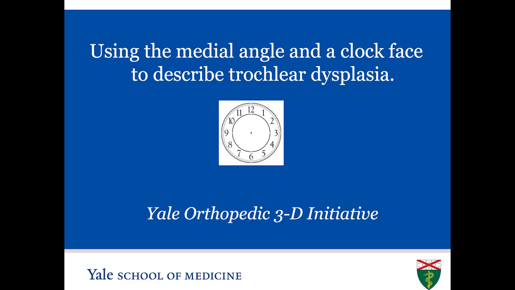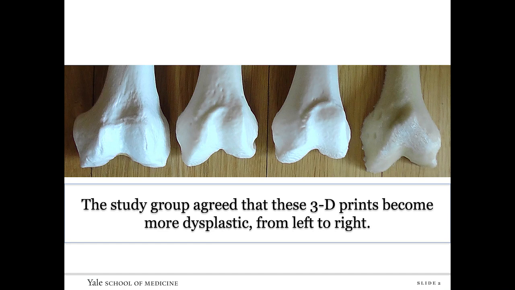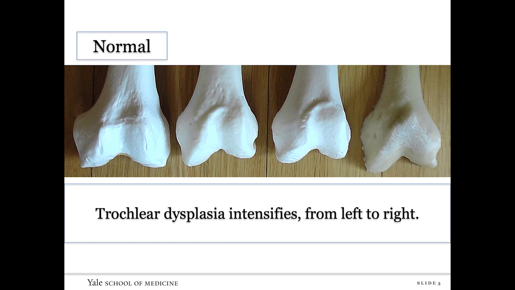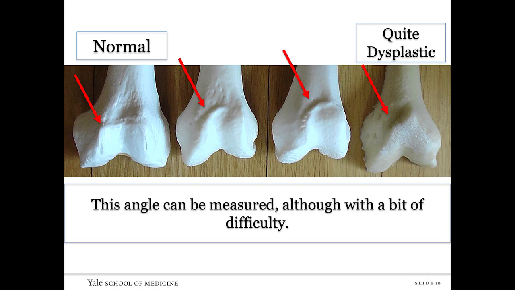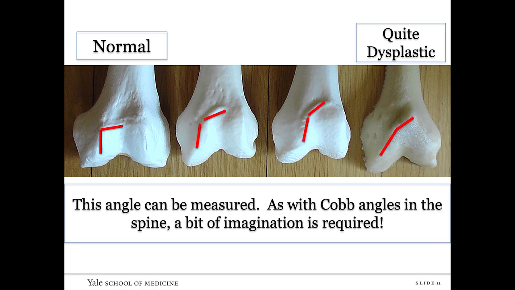Using the medial angle and a clock face to describe trochlear dysplasia. These 4 femurs were identified as representative, going from normal on the left to quite dysplastic on the right. The medial angle flattens as dysplasia intensifies. The medial angle is identified with a red arrow, and we can see that it can be measured using the same imagination that the Cobb angle requires. It can be measured and recorded.